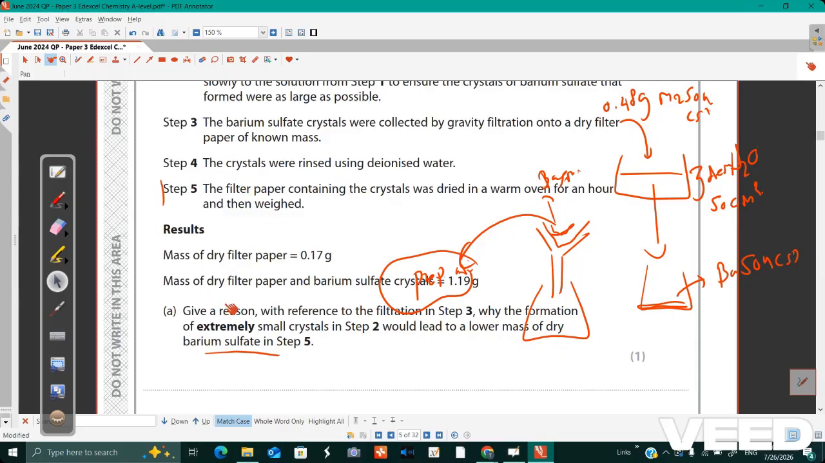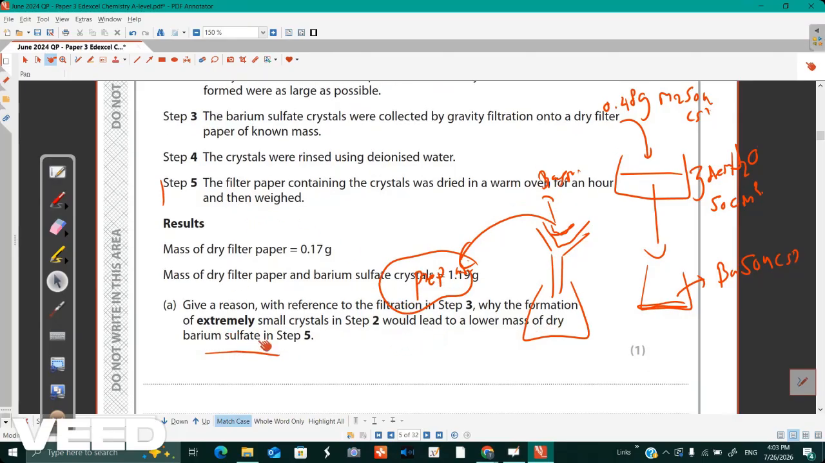Now what they're asking is, with the reference to the filtration in step 3, why the formation of extremely small crystals would lead to a lower mass. If the crystals are larger, it will not lower the dry mass of barium sulfate collected at step 5, but if the crystals are smaller it is going to affect the final mass. When the crystals are larger the final mass is the real mass or the correct mass.